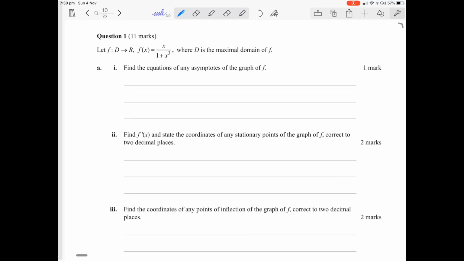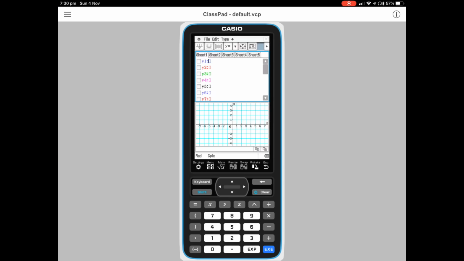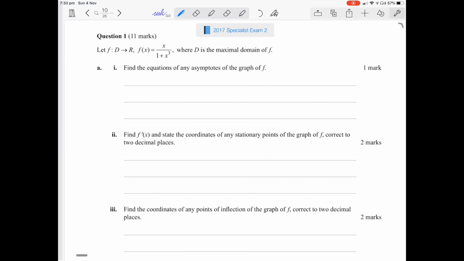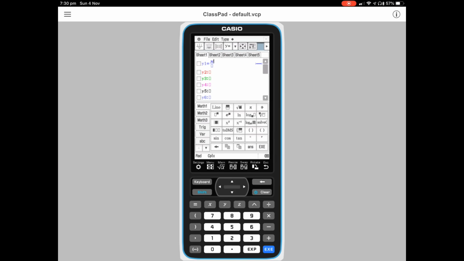Okay. f of x equals x on 1 plus x cubed. Find the equations of any asymptote to the graph y equals f of x. I just looked at it, I can't remember what it was. x on 1 plus x cubed.